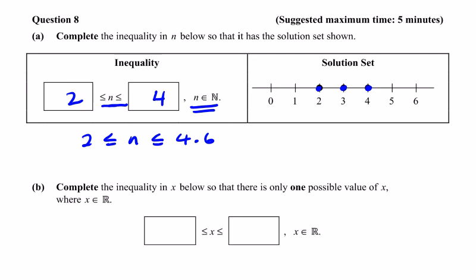Complete the inequality in x below, so there's only one possible value of x. And x is an element of the real numbers, so we can't have anything in between, so it doesn't matter what number you take. I like the number 13.1. So that means that x has to be 13.1. There's only one possible answer. That's kind of what they're looking for here.